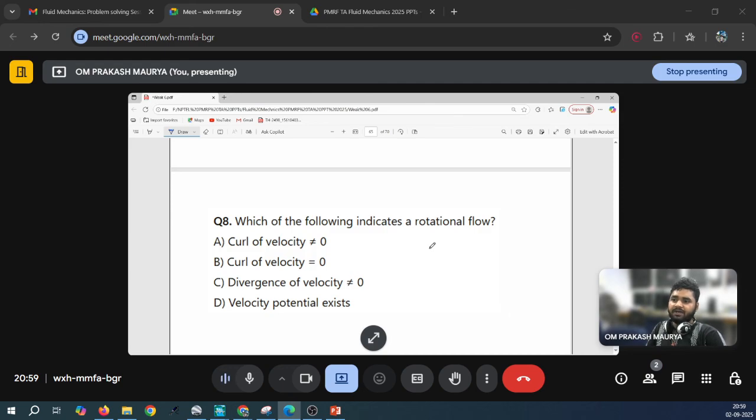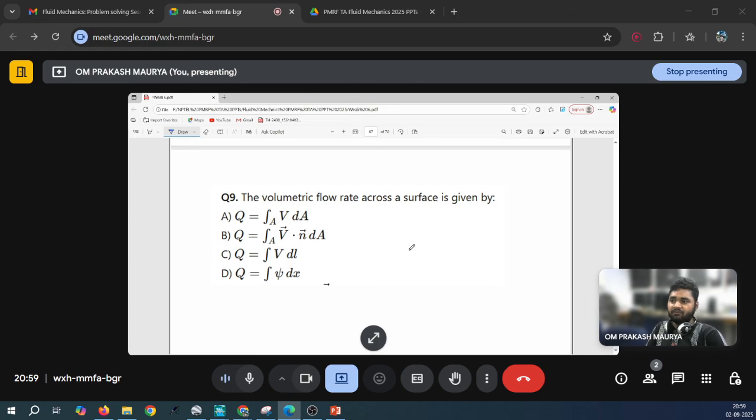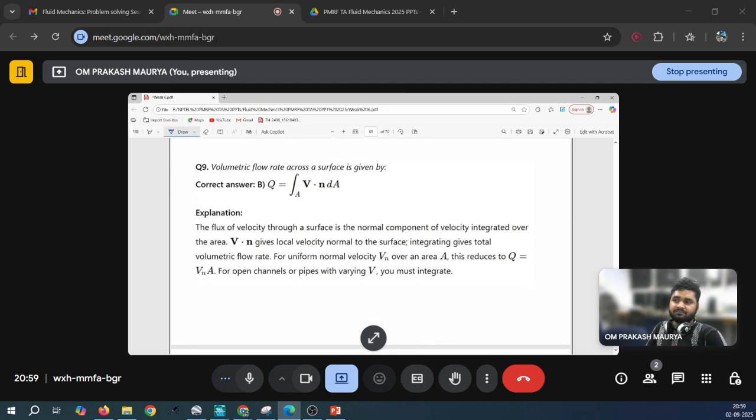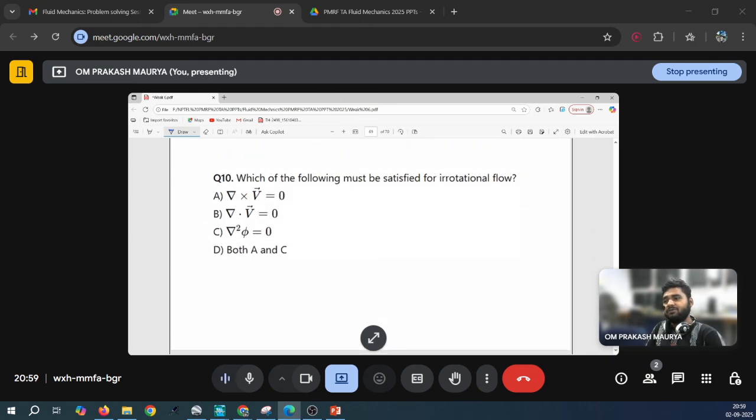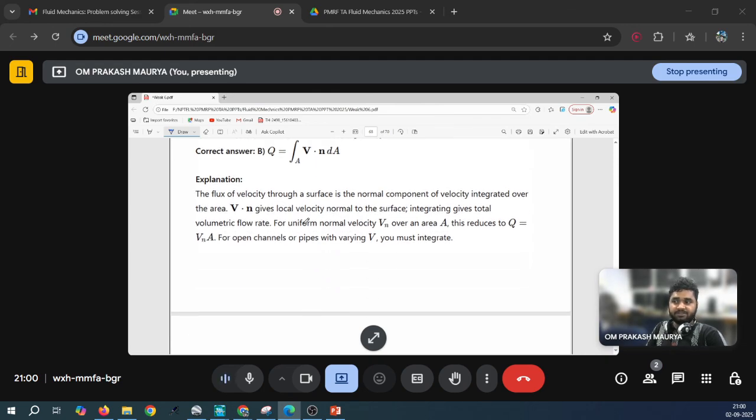Which of the following indicates rotational flow? Does not equal to 0. This will be the rotational flow. The volumetric flow rate across a surface is given by, so across a surface we are talking about velocity into A. This will be the correct option. So remember please. And which of the following must be satisfied? The expression is given here. The explanation is given already.